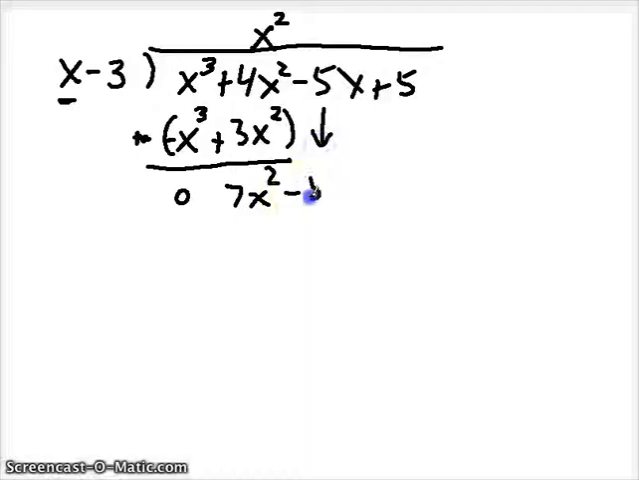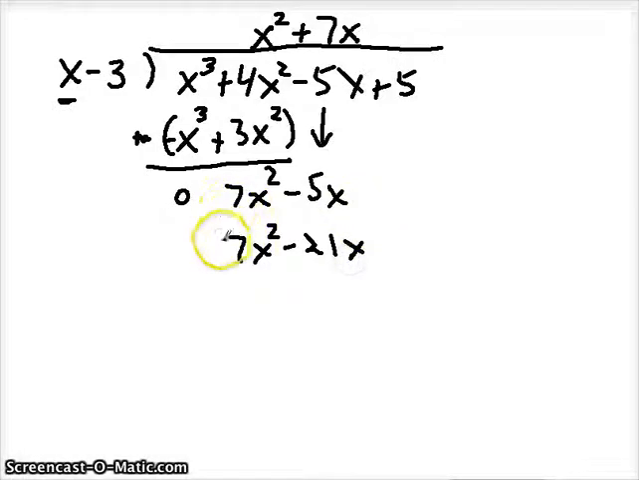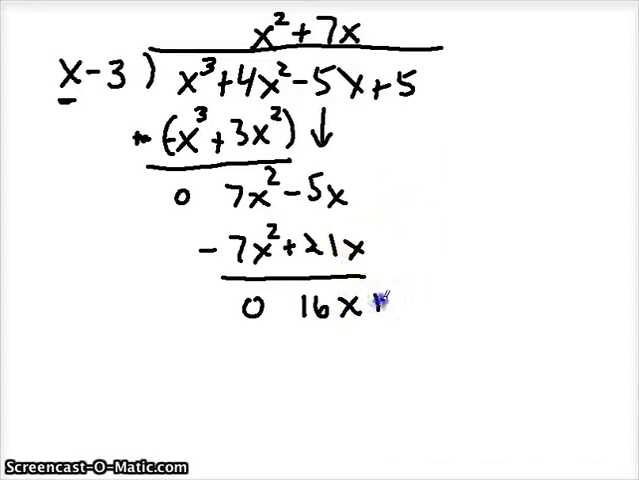Drop the next term down, similar to long division with just numbers. And then repeat the process. So how many times does x go into 7x squared? 7x times, and multiply everything. So 7x times x is 7x squared. 7x times negative 3 is negative 21x. And then if I subtract it, this becomes positive, and we combine our like terms here. So 0 there, and we now have a positive 16x there. And bring the last term down.